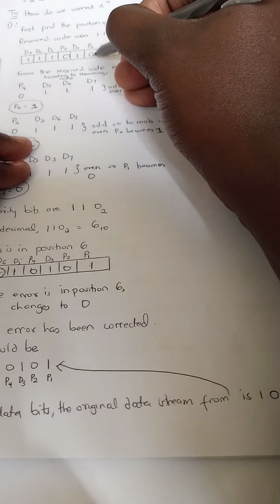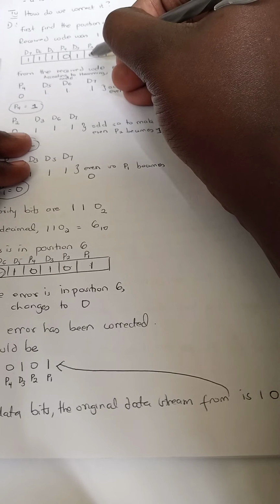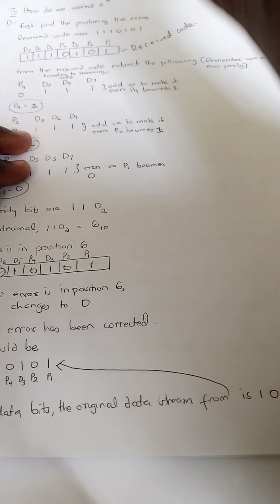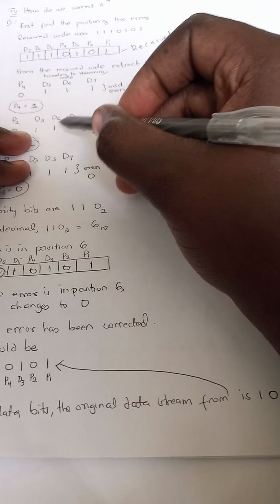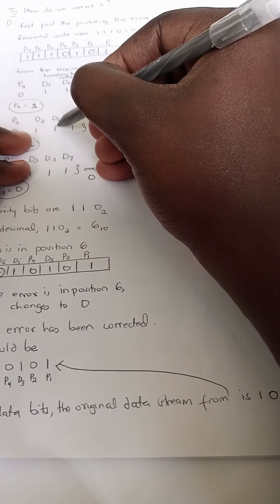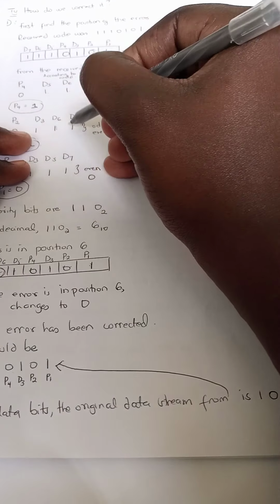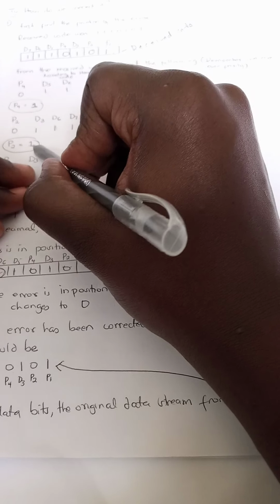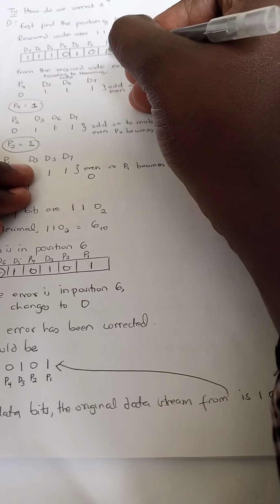We move to parity 2. Parity 2 in the received code is 0. And the data bits we look at are 3, 6, and 7. So 3, 6, and 7 are 1, 1, and 1. And the parity 2 was 0. So counting the number of ones, it is 3. We add 1 to make it even, 4. Yeah. Parity 1 is 1.